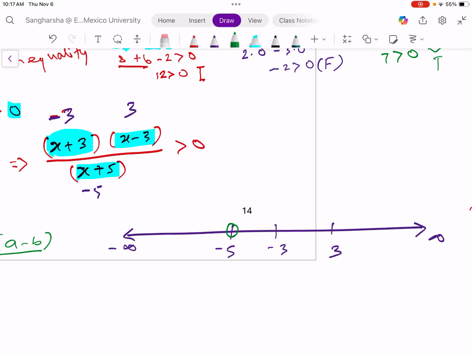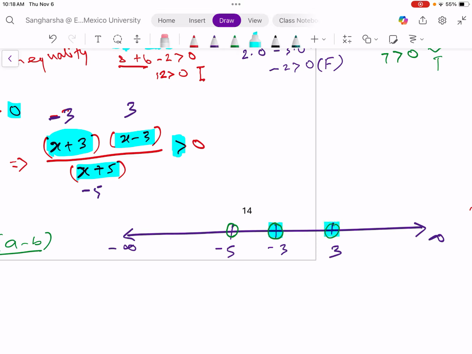Now what about our negative 3 and positive 3? Are these solutions or not? Let's replace x by negative 3. If x is negative 3, this factor is 0, right? 0 times whatever we have is 0. So 0 divided by negative 3 plus 5, which is 2. 0 divided by 2 is 0. Is 0 greater than 0? That's false, right? Because 0 equals 0. So negative 3 is not a solution. In a similar way, 3 is not a solution. So zeros of the numerator depend on this sign. We don't have equals to here, so we have an open circle.